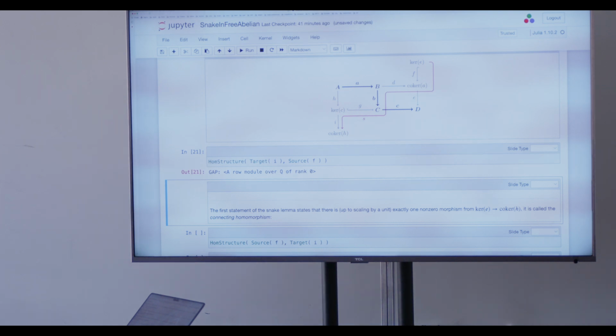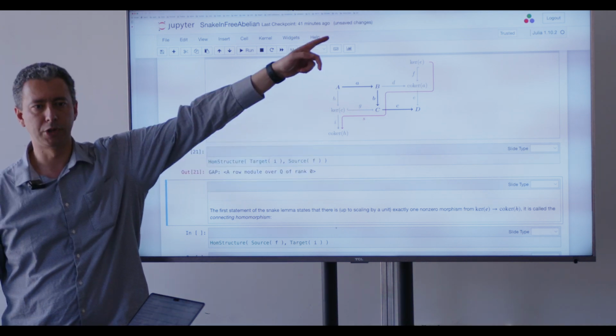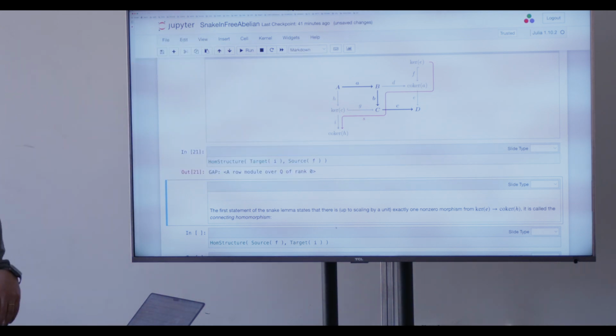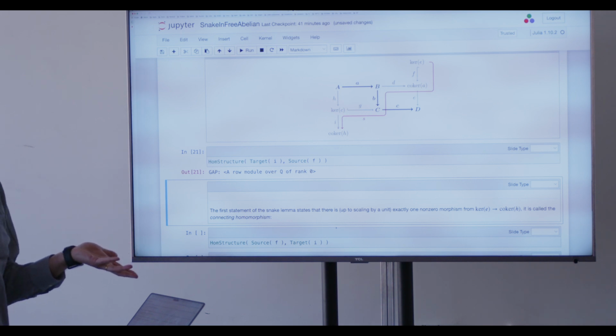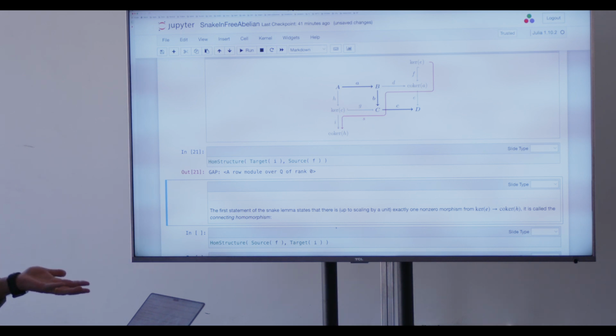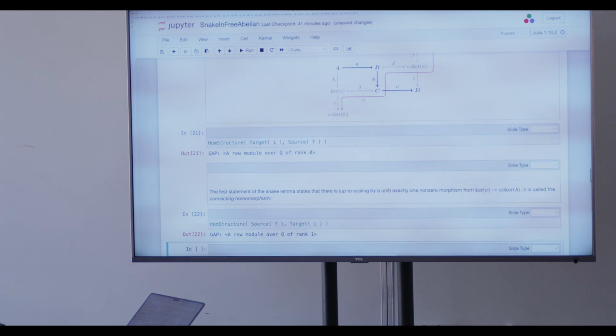Yeah? That's from the wrong one, yeah, so backwards. Yeah, backwards. So now you see there is no natural morphism, otherwise it would appear in the free instance, right? And now you do the correct question. So what is the Hom structure? And it now gives you a vector space of dimension 1 over Q.